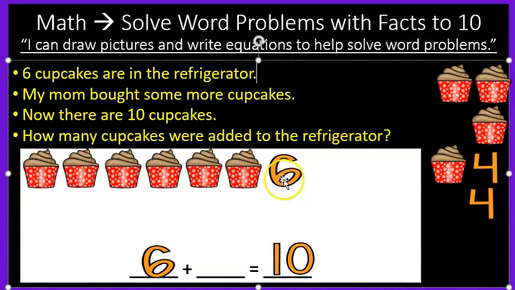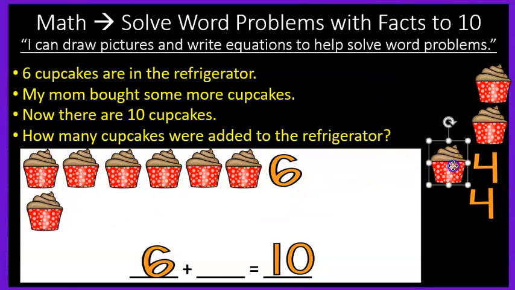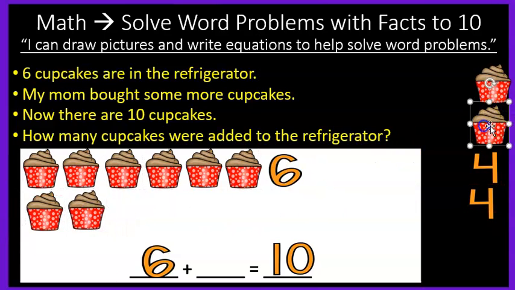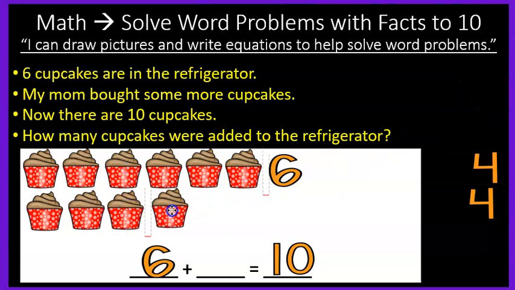Watch me. 6, 7, 8, 9, 10. Now look there, boys and girls, we're finished now, okay? We now have a total of 10 cupcakes. How many cupcakes are here? Let's count it. 1, 2, 3, 4. So you're going to get 4.